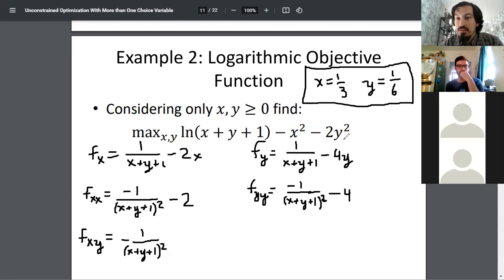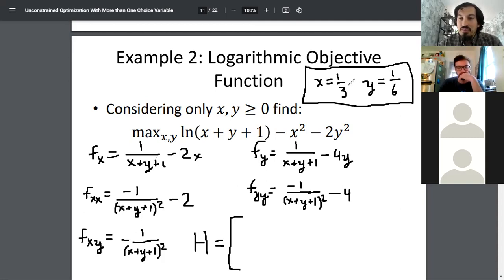Let's go right to it and say, what is the Hessian at this point? I want to actually solve for fxx at this point, fxy at this point, fyx at this point, fyy at this point. What do I do? I plug in these numbers here. You see these numbers plugged into here.